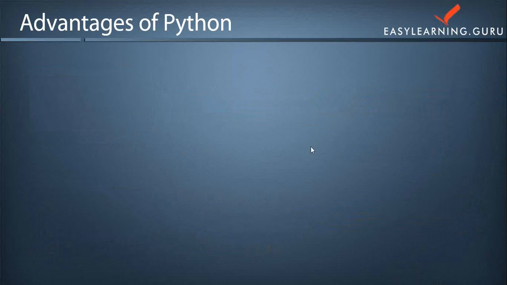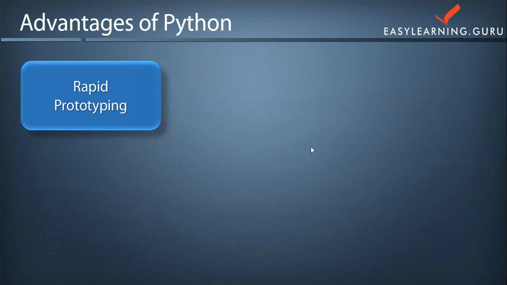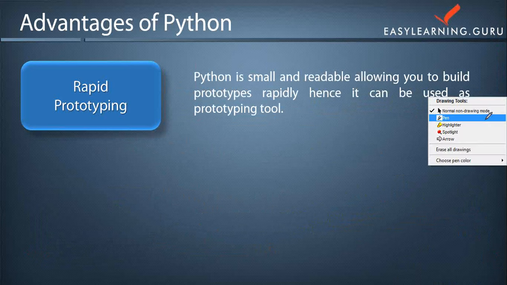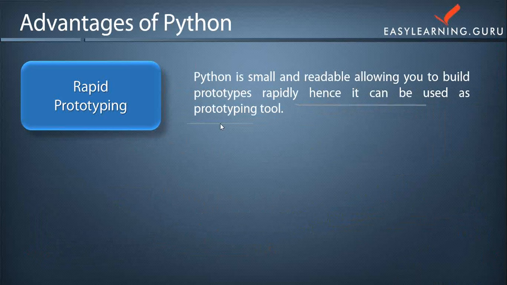The next advantage of Python is rapid prototyping. Now, Python at many places is also used as a prototyping tool because the code in Python is small and more readable, and Python mainly allows you to build prototypes very rapidly. Therefore, as I said, Python is small and readable, which allows you to build prototypes rapidly, and hence it can be used as a prototyping tool.